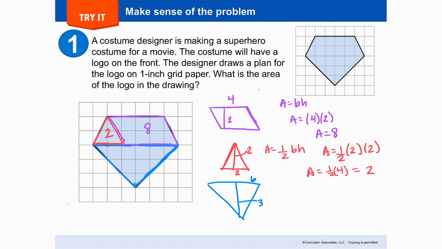Now, finally, I'm going to be working on my last triangle, which is this blue one here. So half base times height. My base is 6. My height is 3. So we have half of 18. That comes out to 9. Okay. So now that I've done all this beautiful work, all I have to do is add up these areas to find out the whole area of the shape. So I can go ahead and do 8 plus 2, which is 10, plus that 9, and I have an area of 19 inches squared. Okay, so that's the first way to do it.